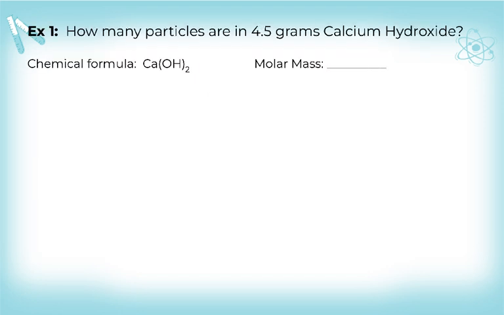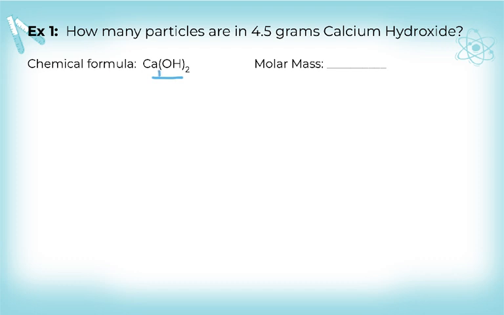All right, let's go through a couple of examples. How many particles are in 4.5 grams of calcium hydroxide? With these two-step conversions, because we are going between particles and grams, we're always going to need that molar mass. So we take calcium hydroxide, we've got that neutral compound here for us. So let's find the molar mass for calcium hydroxide.